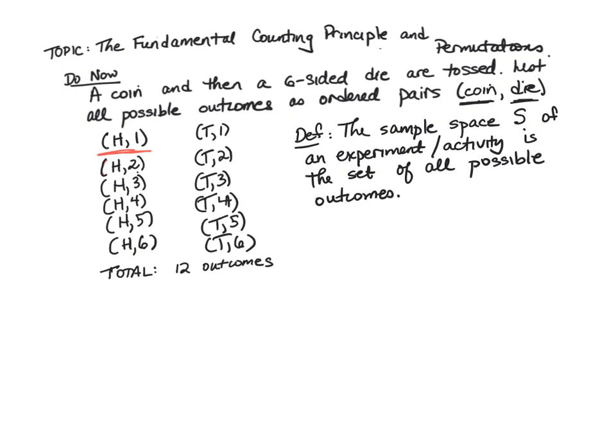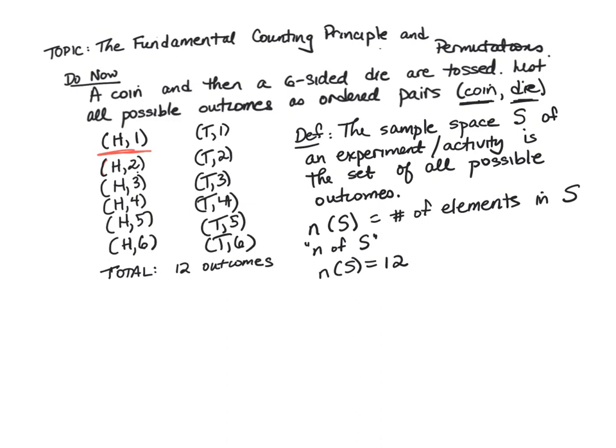All right, so in the do now, what we've done is we've just listed all the elements in the sample space. So notice that we can denote the number of elements in the sample space. This is read n of S. This doesn't mean a multiplication symbol. It's just a notation. This means the number of elements in the sample space. So in this case, n of S in the do now is equal to 12.